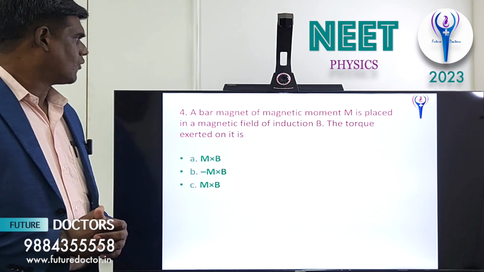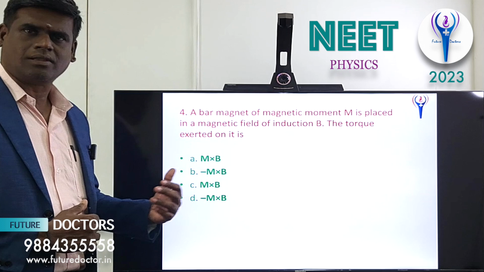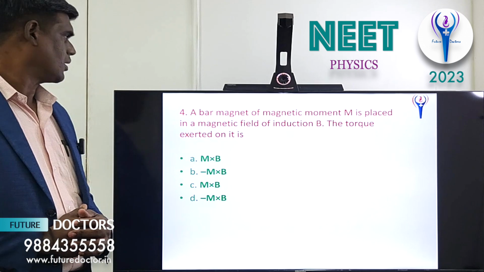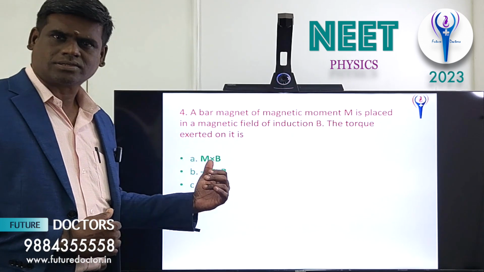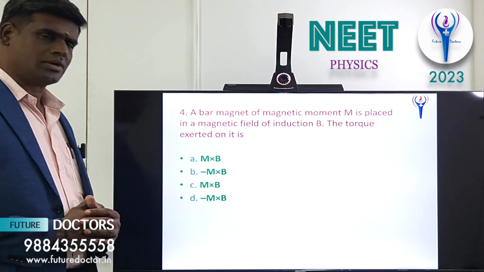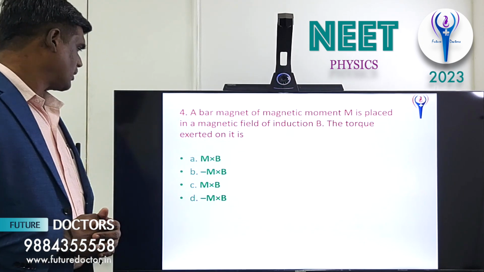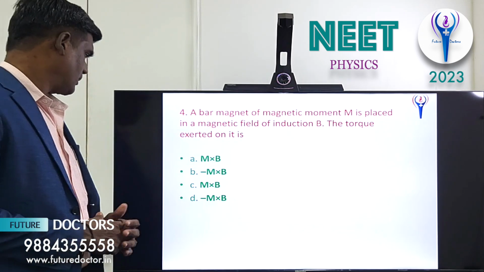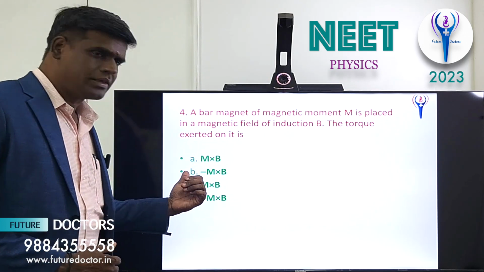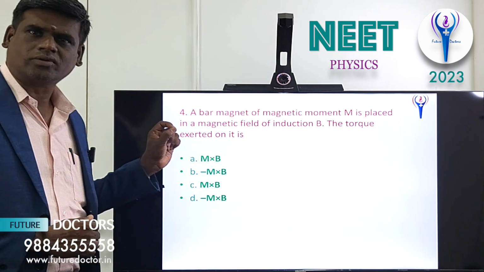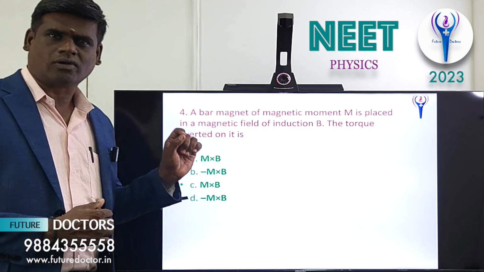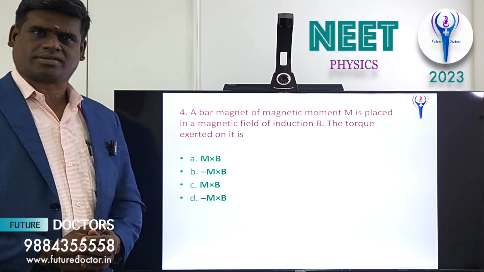A bar magnet of magnetic moment capital M is placed in a magnetic field of induction B. The torque exerted on it is dash. Option A, M cross B. Option B, minus M cross B. Option C, B cross M. Last option, minus B cross M. Remember, here M and B are denoted in bold. What a bold letter represents, that also we are going to discuss in the solution session.